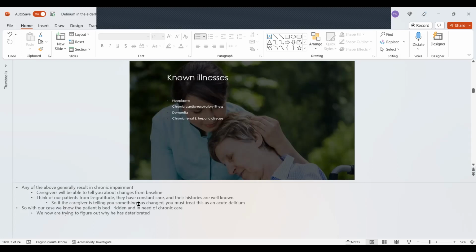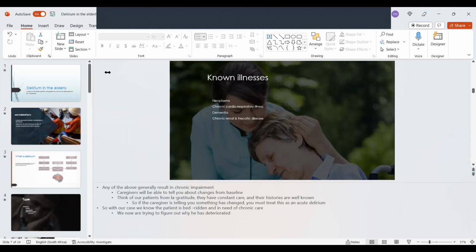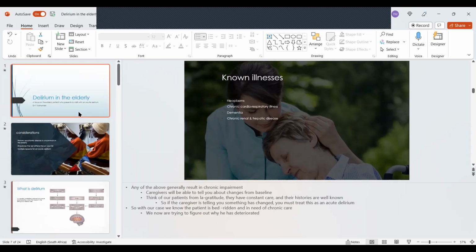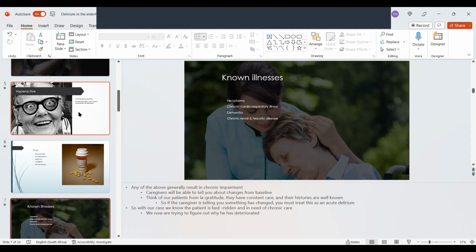So if the caregiver tells you something has changed, treat it as an acute delirium first. In other words, use the approach of an acute delirium before you go to psychosis. All right. So, in any case, we get to our patient, and in his case, he was bedridden and things like that. And he lost the ability to function, or he went into an acute delirium.